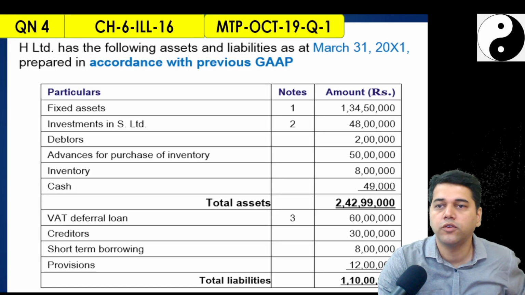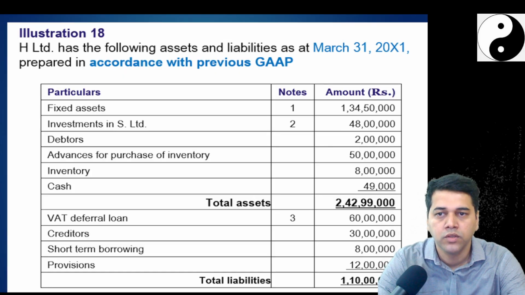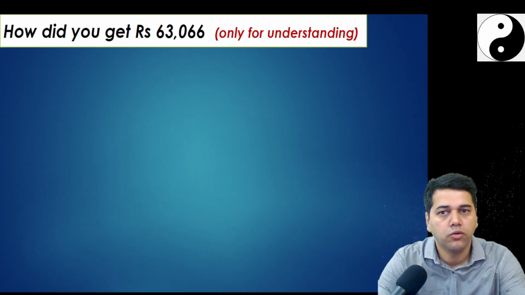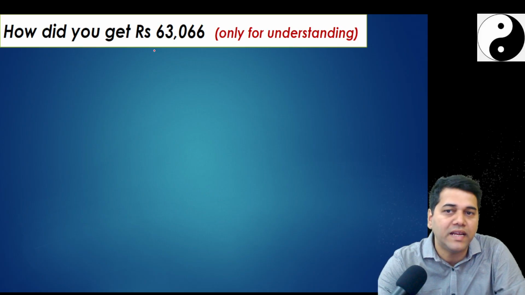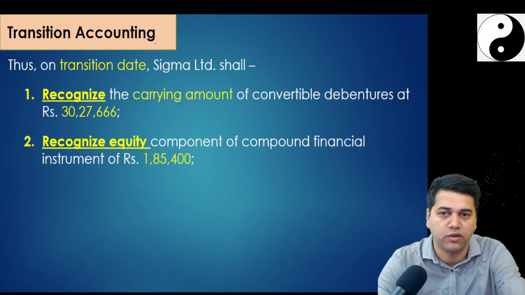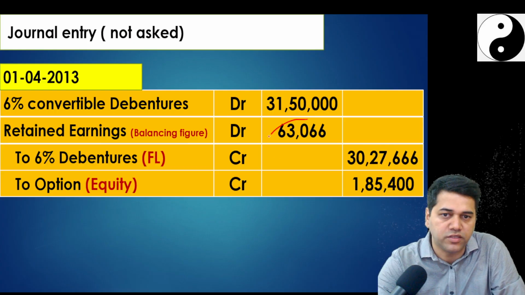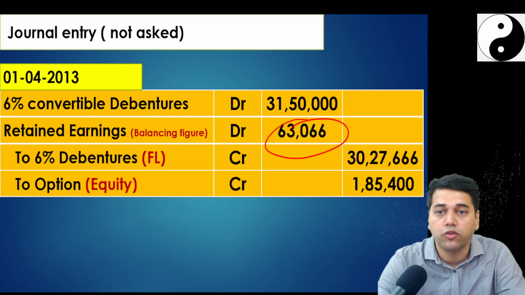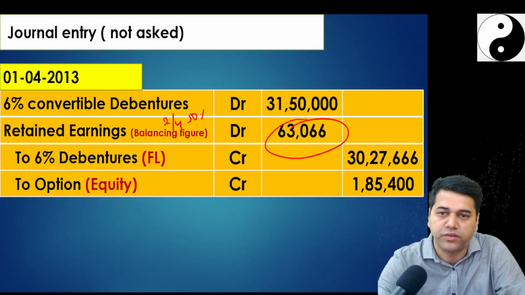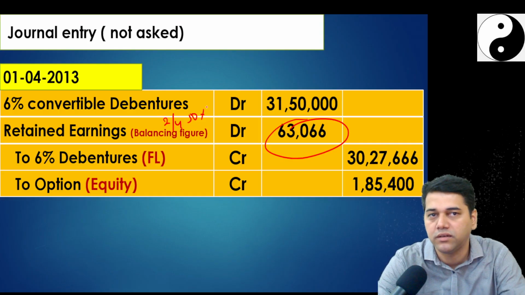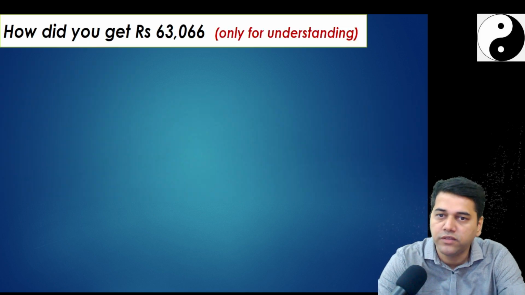Yes, sir. Before we proceed to the next question, I just want to go back to the previous question and know, how did you get that 63,066? Because we passed this accounting entry and we debited retained earnings 66,066. In the examination you can cross verify, because in this question it was exactly 2 by 4 or 50%. In the exam they will give you some other ratio, 3:1 or 3 years or 5 out of 5 years. So you can cross verify this number.